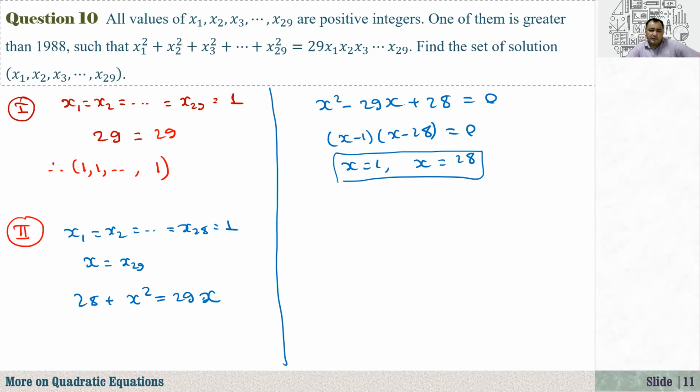But in the question, it's saying that we need to find a set of solutions where one of them is greater than 1988. All right, so I'll just leave this question unsolved. We are running out of time. Maybe in a separate video, I will share the solution.